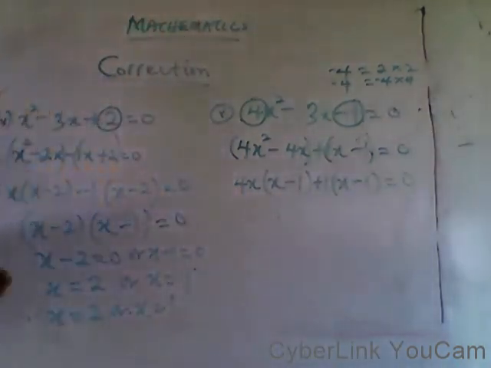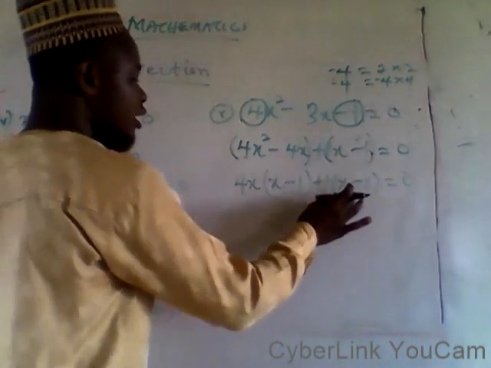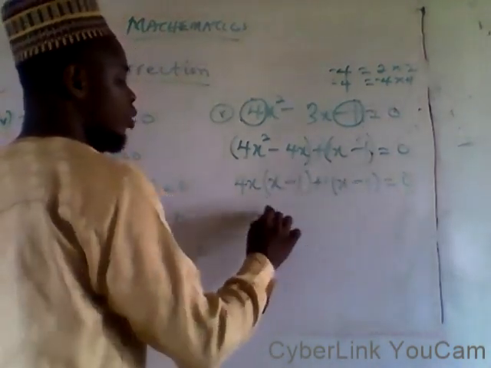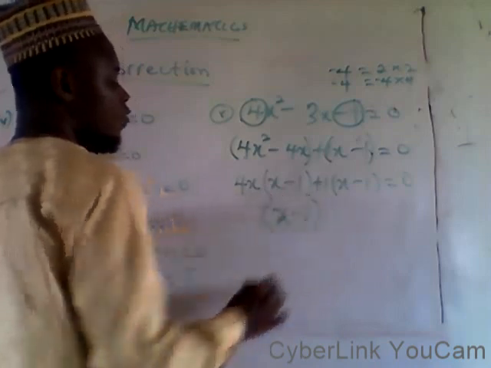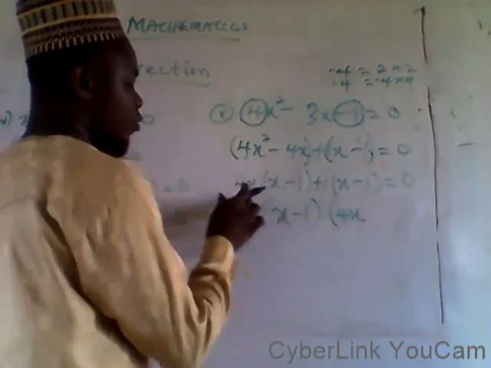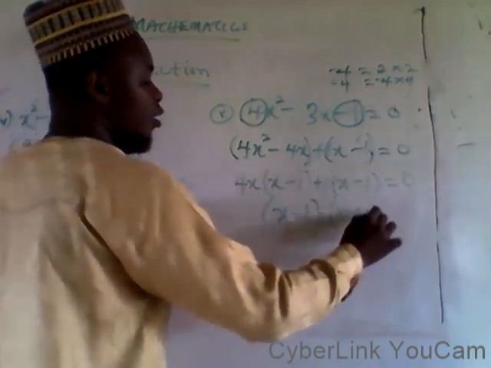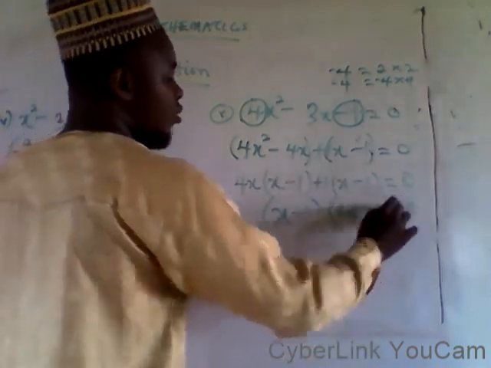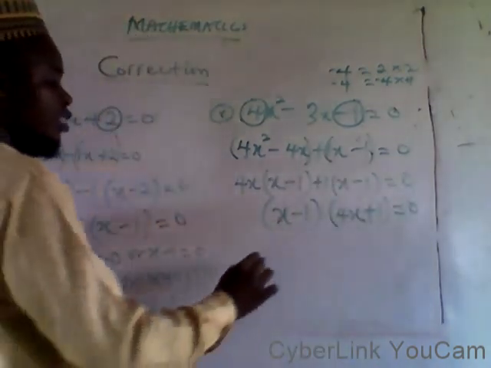Now, when you have this, how do you solve it? This one and this, they are common. I mean, they are the same thing. So you take 1 out of the 2. So you have your x minus 1. Then you open your bracket, 4x plus 1. Everything equals 0. Take it one after the other.